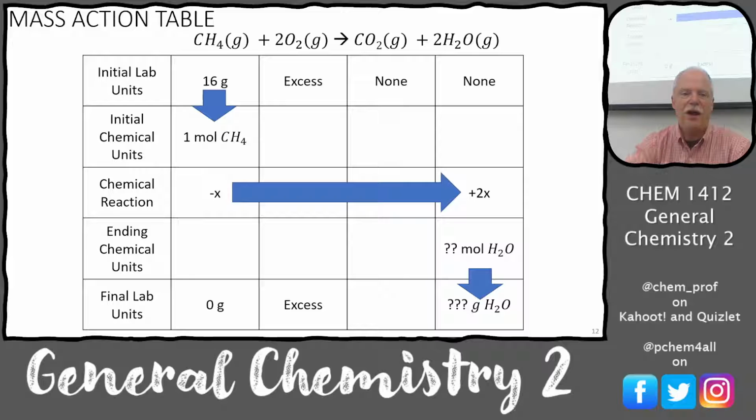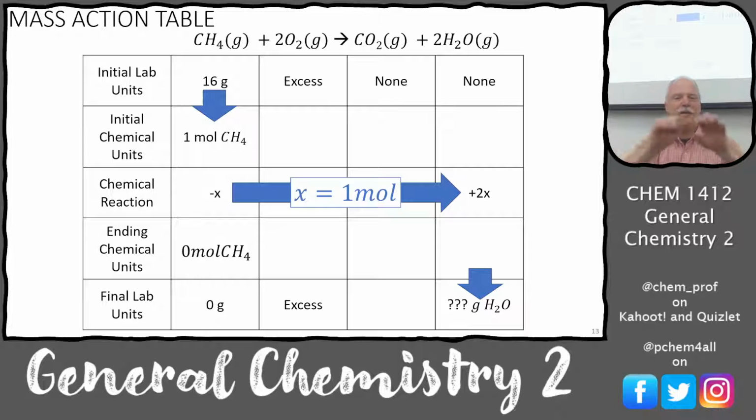Okay. Now, how do we figure out what X is? We're completely combusting the methane, so we end up down here at 0 grams. We're using it all up, so we have 0 moles here. And this is a simple math problem. 1 minus X equals 0. It doesn't get any easier. X is equal to 1, and so X is equal to 1 mole. And once we have X, we have it for the whole table. So X is 1 mole.